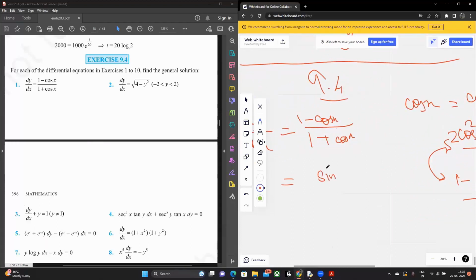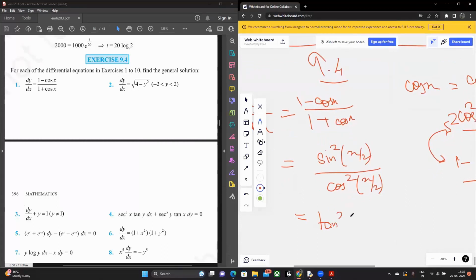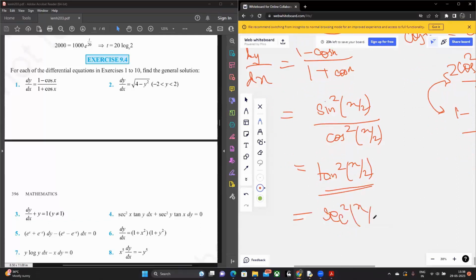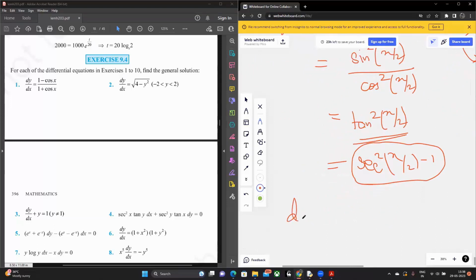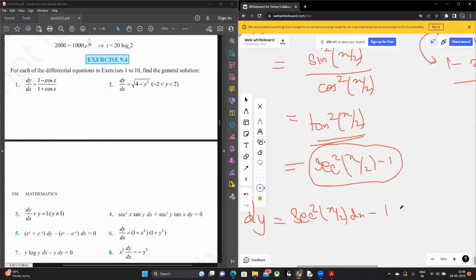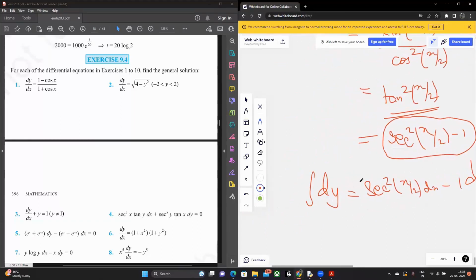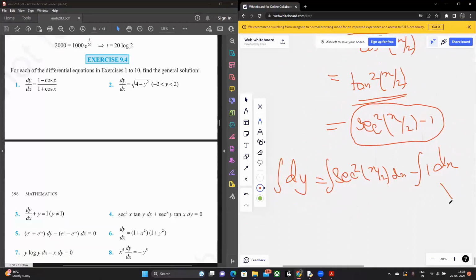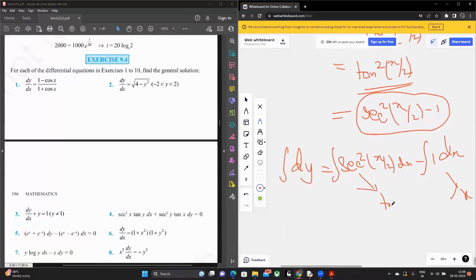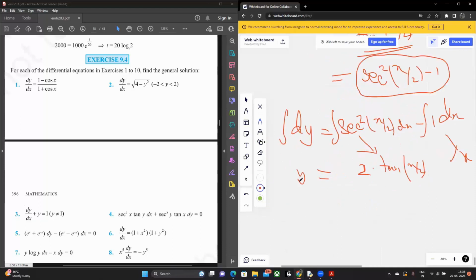You can basically represent this as sin squared x by 2 divided by cos squared x by 2, which is tan squared x by 2, which is secant squared x by 2 minus 1, right? dy is equal to secant squared x by 2 dx minus 1 dx, right? Integrating, unbounded integration on both sides. This is basically x. This is tan x by 2 divided by half, which is 2 tan x by 2, right? And this is y. So you basically get y equals 2 tan x by 2 minus x plus c.